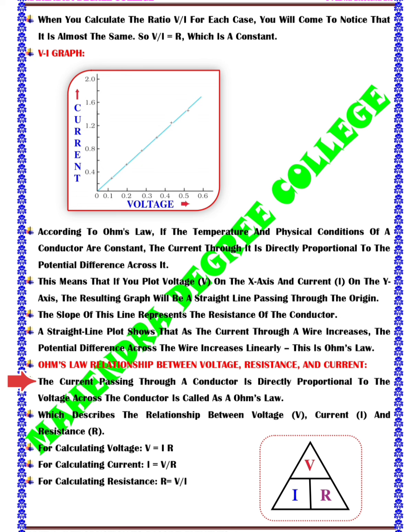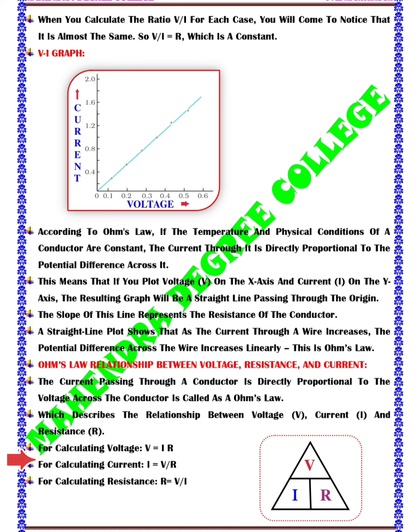This relationship is represented by the equation V equals IR, where V is the voltage in volts, I is the current in amperes, and R is the resistance in ohms, which describes the relationship between voltage V, current I, and resistance R. For calculating voltage, V equals IR. It means in Ohm's law equation V equals IR, V is the voltage across the conductor, I is the current flowing through the conductor, and R is the resistance provided by the conductor to the flow of current.